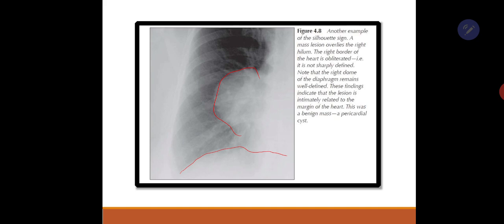And you just go through that table once again. Keep note of it, and that was very important. I hope you understand. My job is just to teach you the significance of the cardiac Silhouette and the different borders, so that when you see a chest X-ray individually, you can make out which lobe of the lung has a problem. These findings indicate the lesion is embedded in the margin of the heart. This was a benign mass. So in this case, it was a benign mass, a pericardial cyst.